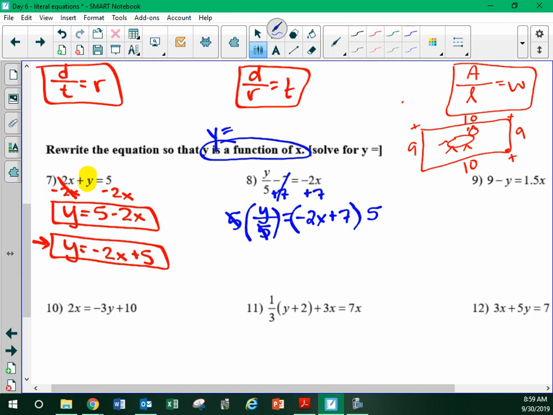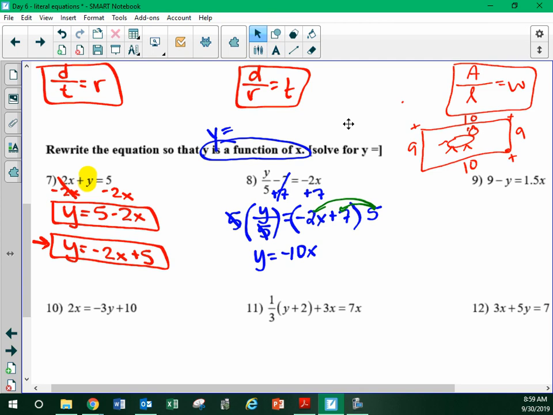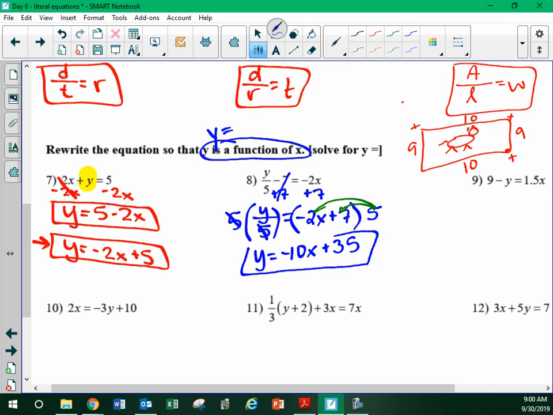Over here my 5's cancel, which is perfect. That's what we were hoping to do. But as Eric said, we are going to have to distribute. My negative 2x gets multiplied by 5. That gives me negative 10x. And I have to take my positive 7 and multiply by 5. What is positive 7 times 5? 35. Plus 35. Good. And that's your answer there. Make sure y is by itself before you decide that's your answer.